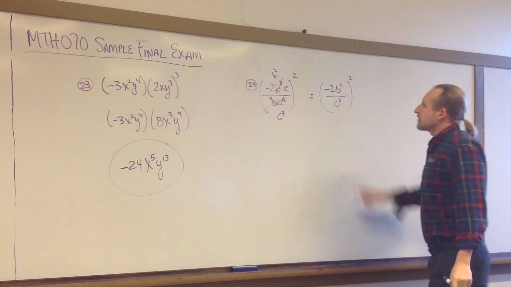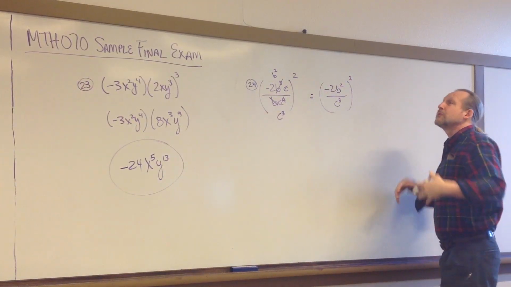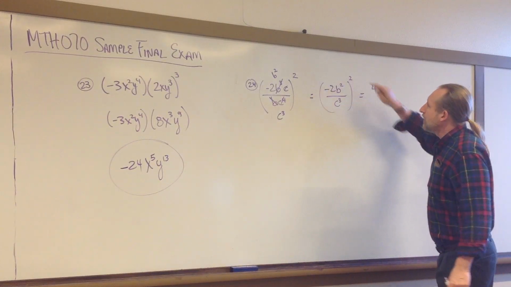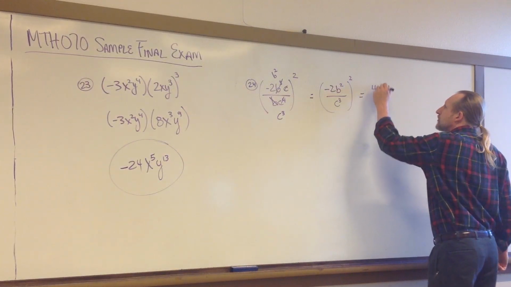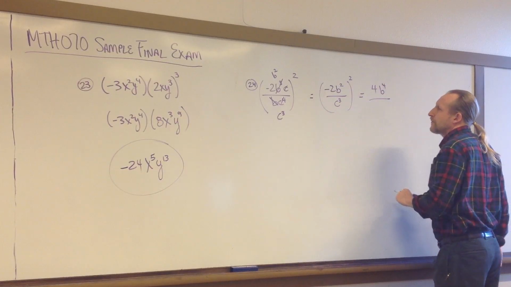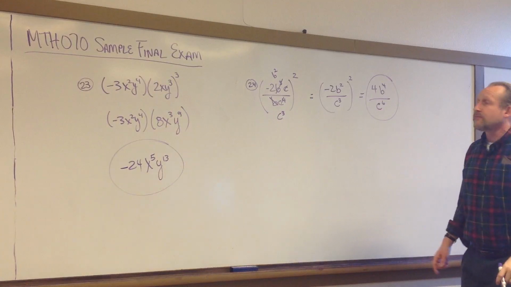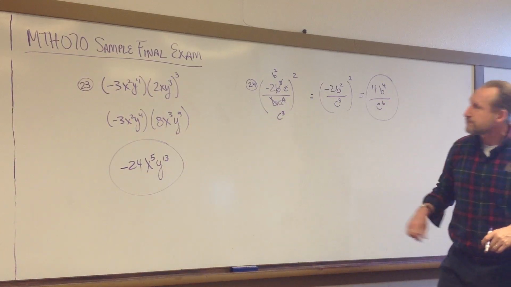This is going to get squared. So negative 2 squared, negative 2 times negative 2 is positive 4. b squared to the second, 2 times 2 is b to the fourth. And 3 times 2 is c to the sixth. Can't simplify it anymore. There we go.